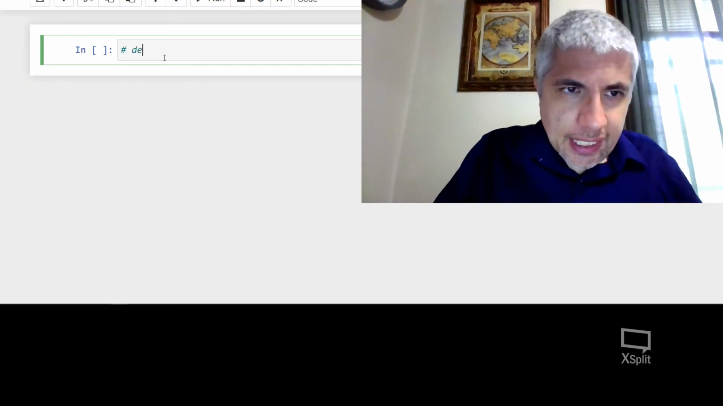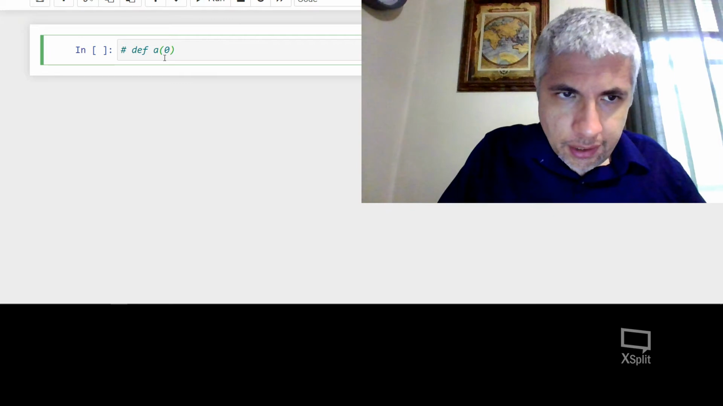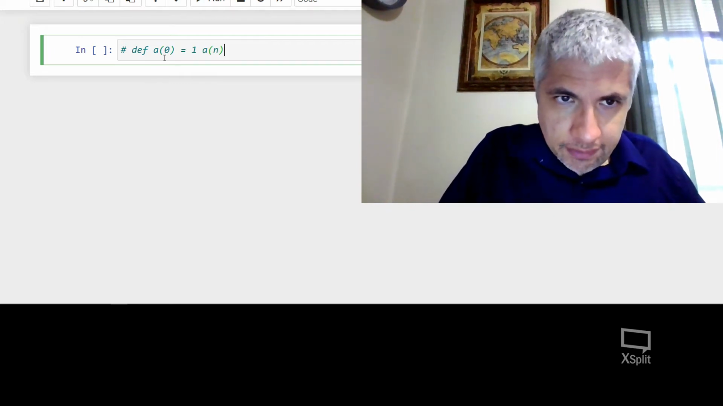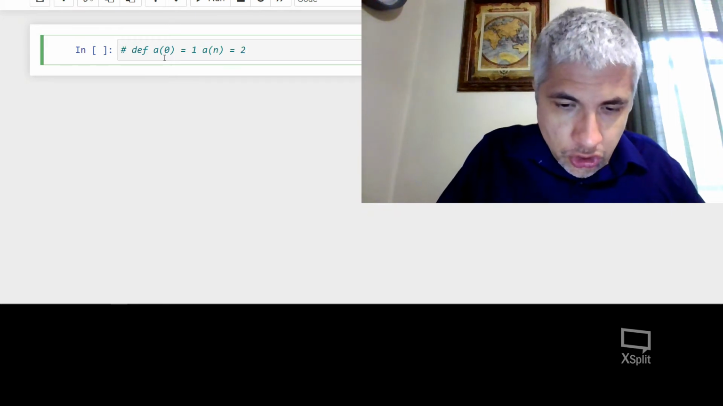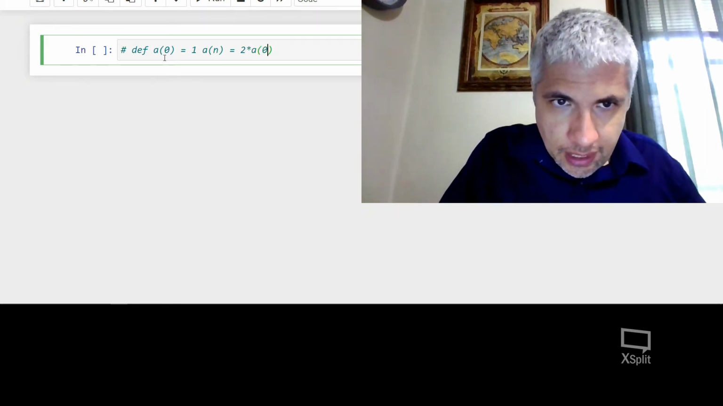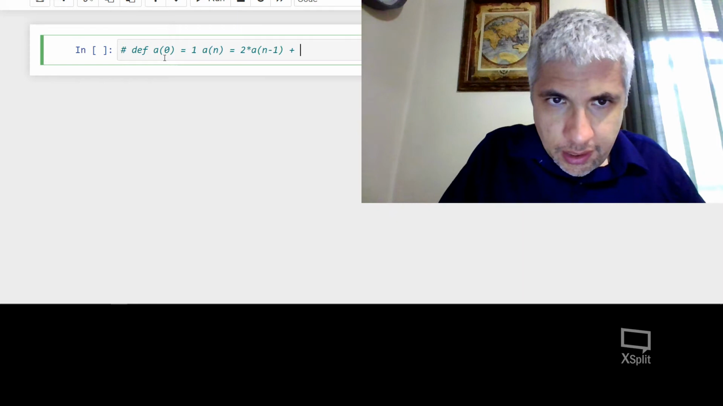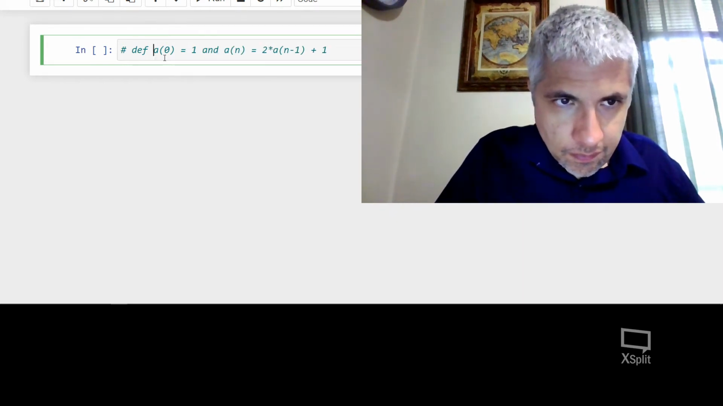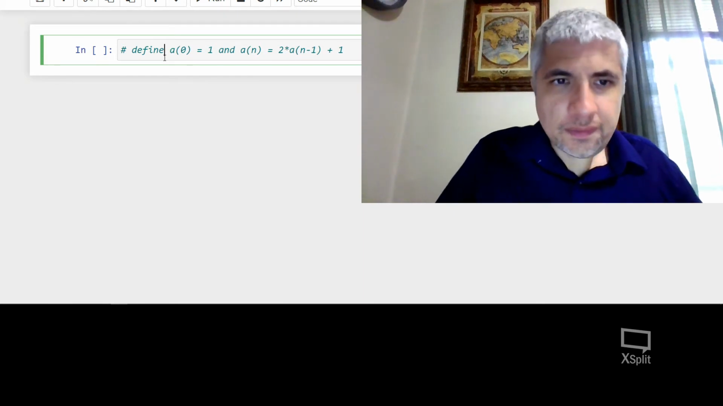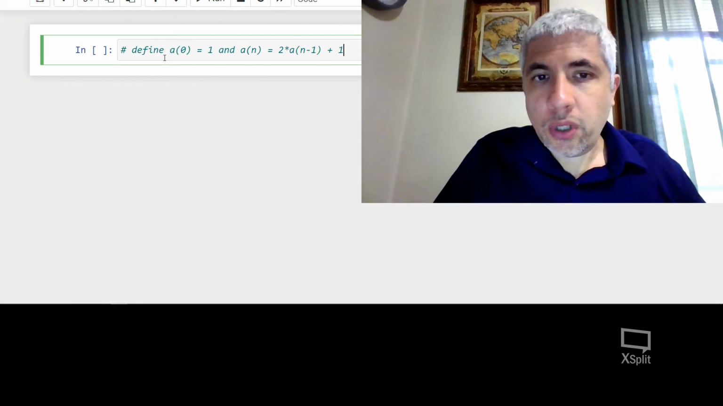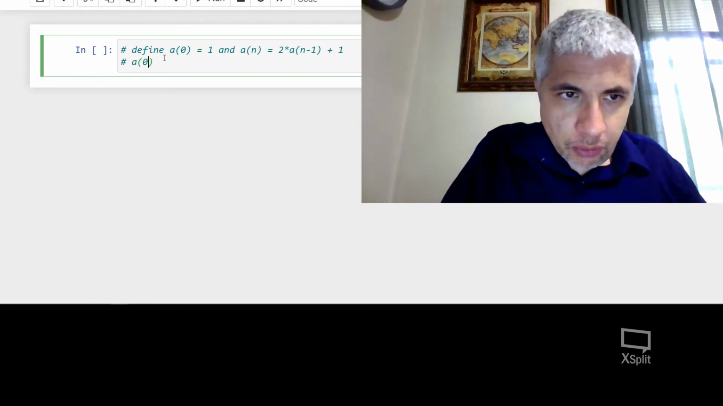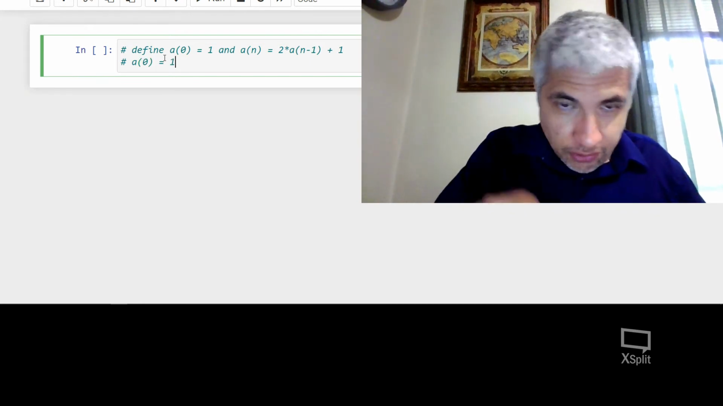Well, let's say I tell you that a of 0 is 1, and a of n is going to be just 2 times a of n minus 1 plus 1. So this is what we would call a recurrence relation. And what do I know? Well, I know if I want a0, that's 1 because it's defined right there.